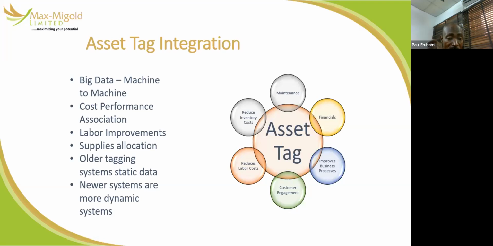Then you have newer systems or more dynamic systems. These are all new types of asset tagging that you can use. You can use big data machine, cost performance association, supplier allocation, other tagging system or static system. You can use more dynamic systems, which are more or less computerized based.